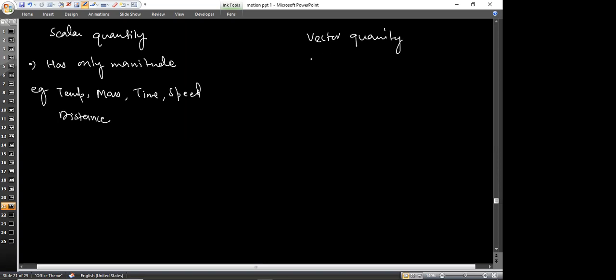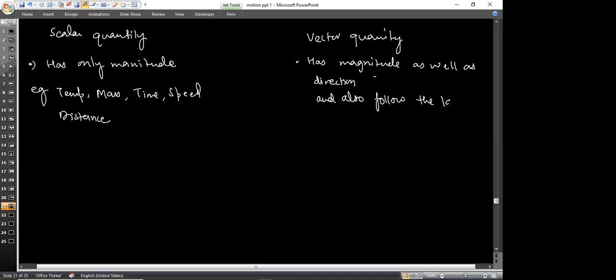And what is a vector quantity? It has magnitude as well as direction, and also follows the law of parallelogram vector addition. This is parallelogram; in short, we write parallelogram like this.